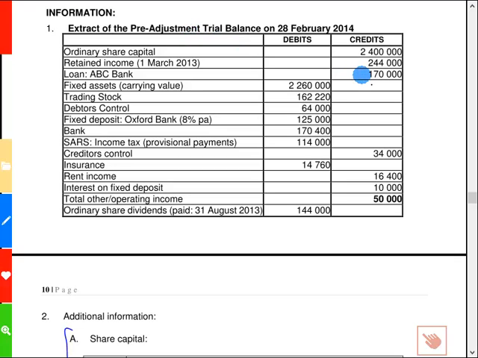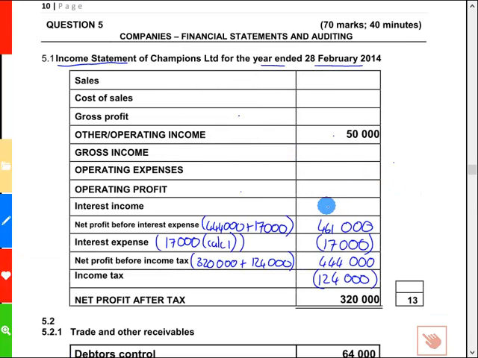So if we look at our pre-adjustment trial balance, have a look there, see if we find any incomes and expenses in here, and we see that rent income of 16,400, interest on fixed deposit is 10,000, and total other operating income is 50,000. Right, so we can record interest income as 10,000. We got that from the pre-adjustment trial balance.